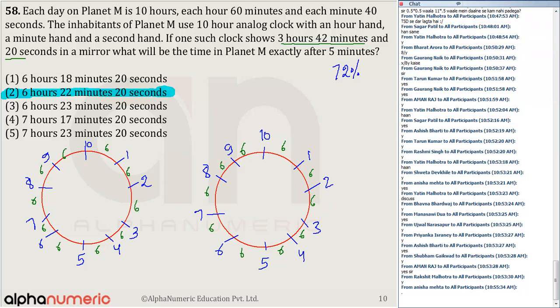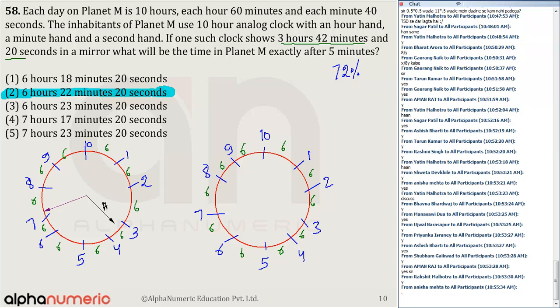The hour hand is somewhere below 3, so I'm saying this is my hour hand, I represent it with an X. Okay, 42 minutes. 6 sevens are 42, so let me mark the minute hand also. 6 sevens are 42, so 1, 2, 3, 4, 5, 6, 7. So 3 hours 42 minutes. Okay, so I can say it will be roughly like this one.